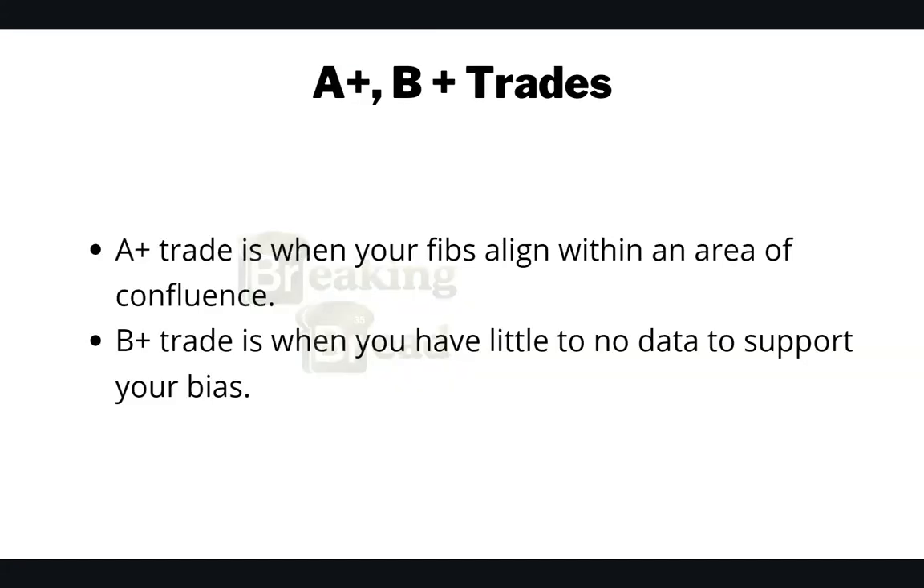All right, so A plus and B plus trades. A plus trades, to me, is when your fibs align within an area of confluence. B plus trades is when you have little to no data to support your bias.